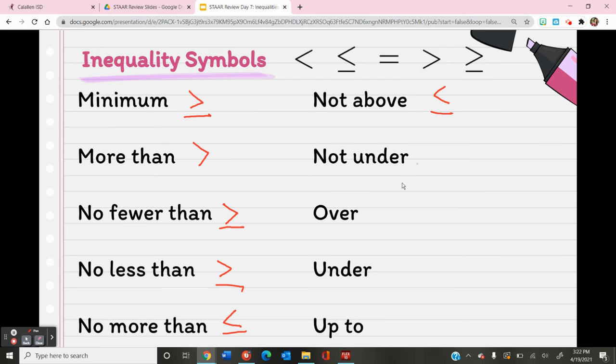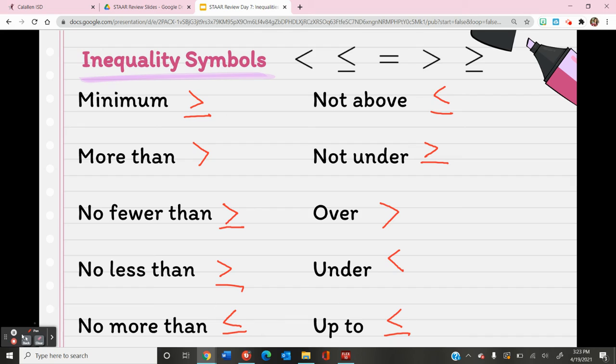Okay, so then we have not under. So if my total is not under $5, that means that my total is $5 or it is greater than $5. Then I have the term over. If my total is over $5, that means my total is greater than $5. If my total is under $5, that means it is less than $5. If my total is up to $5, that means it's less than or equal to $5.